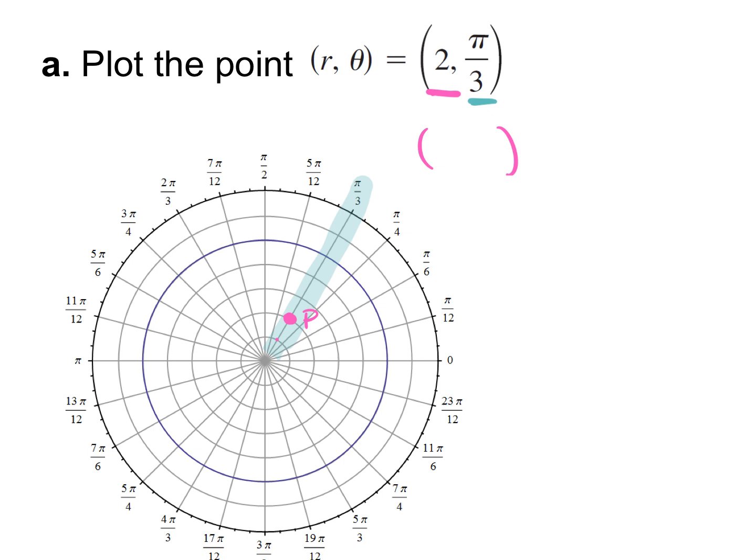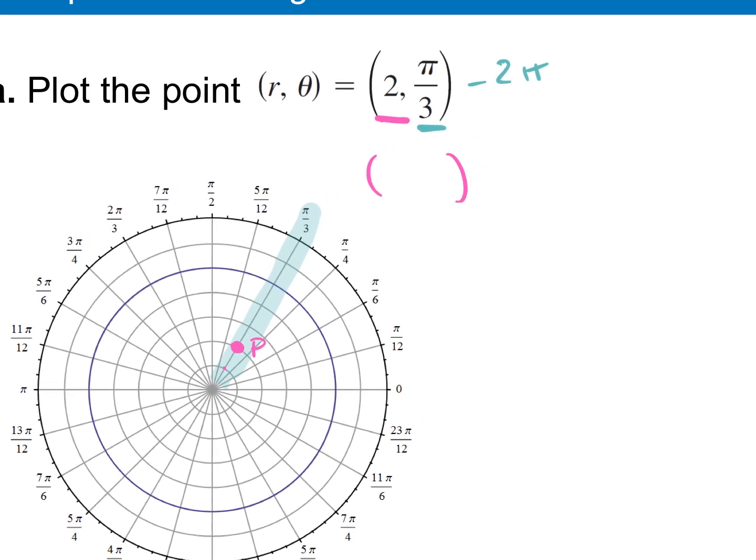Remember we said we could go in the negative direction. So if I went in the negative direction around this much, we would just subtract 2π. If we wanted to go in the negative direction, we could subtract 2π. What do I do if I'm subtracting with fractions? What do we need? A common denominator, so I could make this 6π/3. So what's π/3 minus 6π/3? Negative 5π/3. So (2, −5π/3) would end up in that same spot. We just would go in the negative direction around that way.